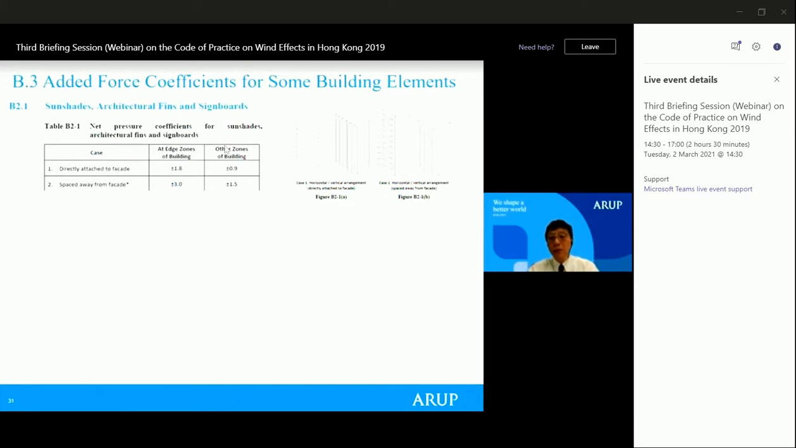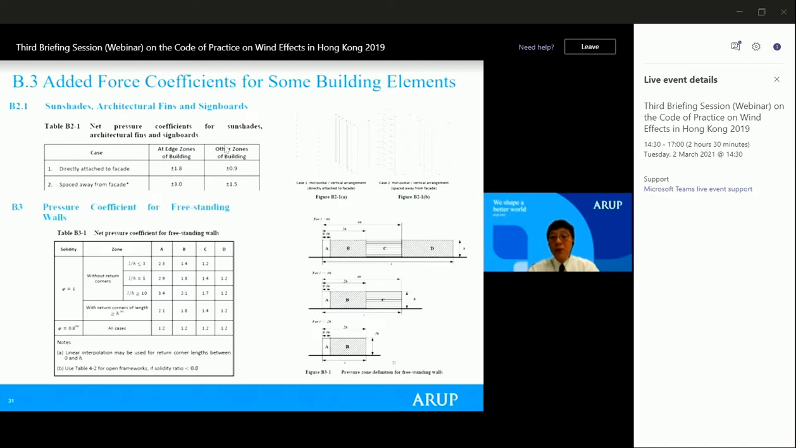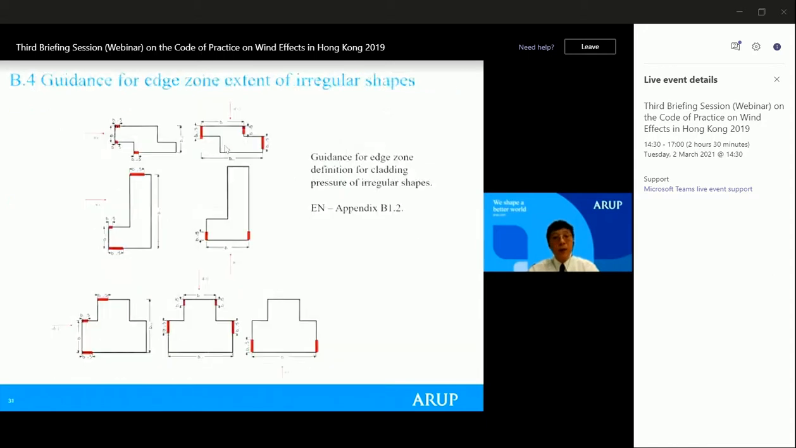The 2019 code gives guidance for the force coefficient of small building attachments, such as sunshades, architectural fins, and signboards. And it also gives guidance on the pressure coefficient of freestanding walls. Another key update in the cladding elements is that the 2019 code provides more specific guidelines on the extent of the edge zone in irregular geometries such as Z, L, and T.